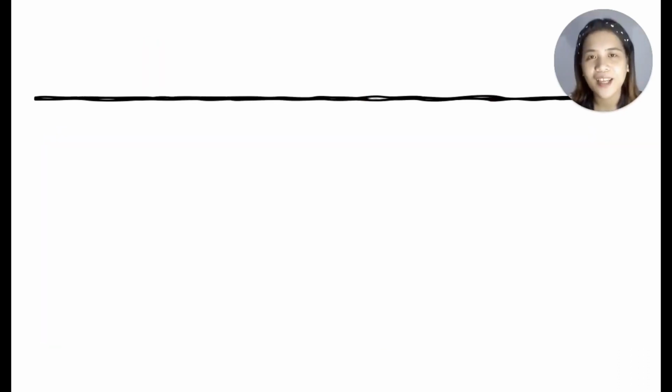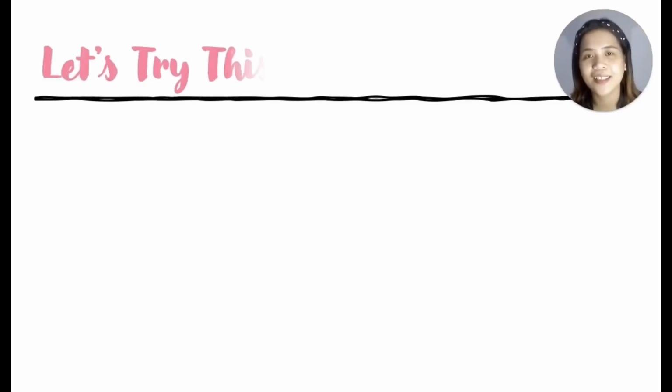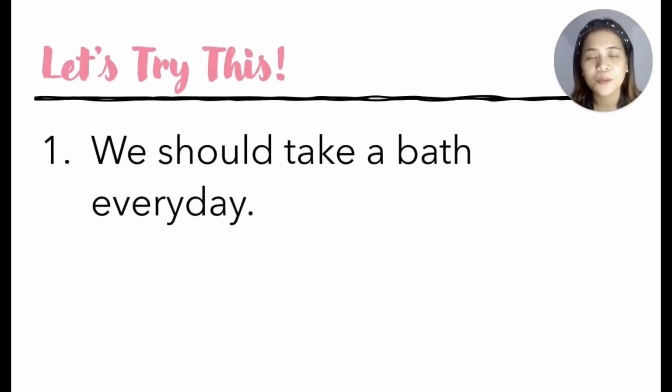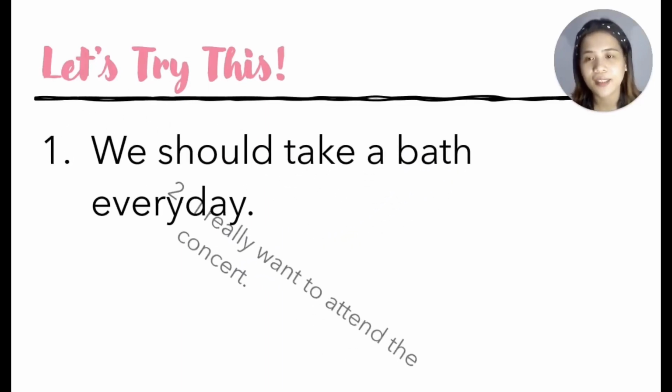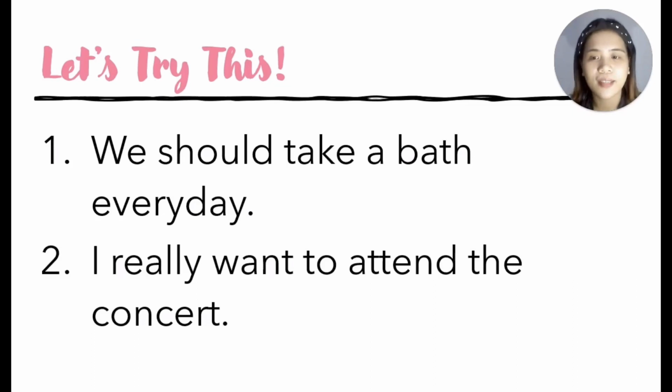I want you to analyze two sentences and identify the adverb in each sentence. Beginning with number 1, we should take a bath every day. And then number 2, I really want to attend the concert. So again, recall the definition. It describes a verb, adjective, or another adverb. So alin dyan, identify first which is the verb, or kung adjective naman, and then the word that describes that action or that adjective. So let's reveal the answers.